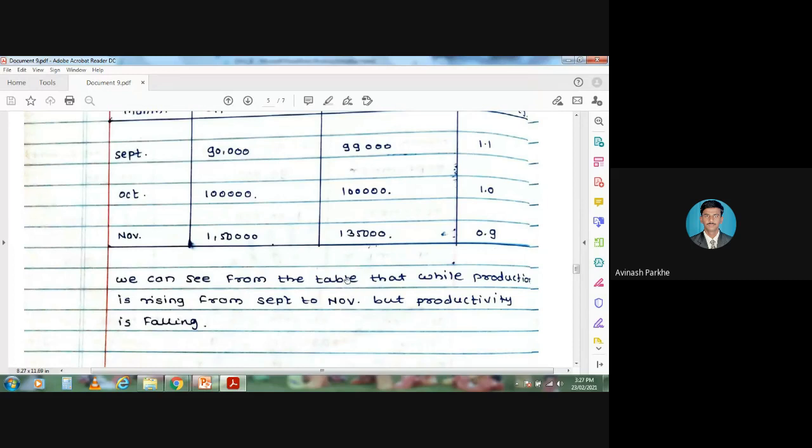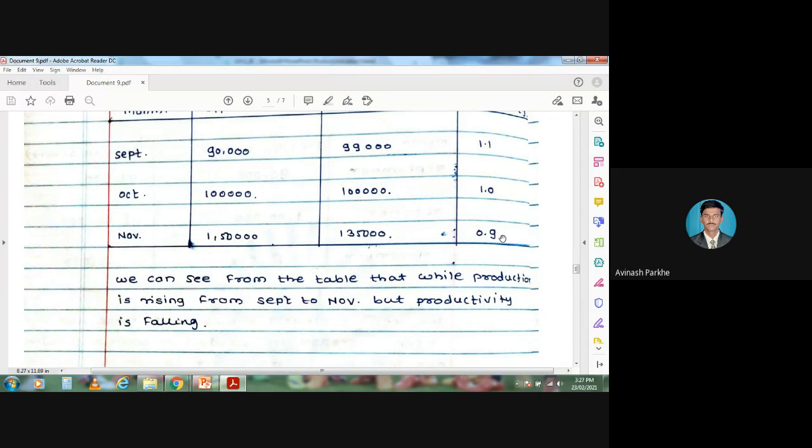Why does productivity decrease here? Because in the month of November, your input is more as compared to the output. If your input is less as compared to the output, then we can say that your productivity is at its maximum, meaning production increases as well as productivity also increases. But here the input is very high and the output is very low. Therefore, your productivity decreases.